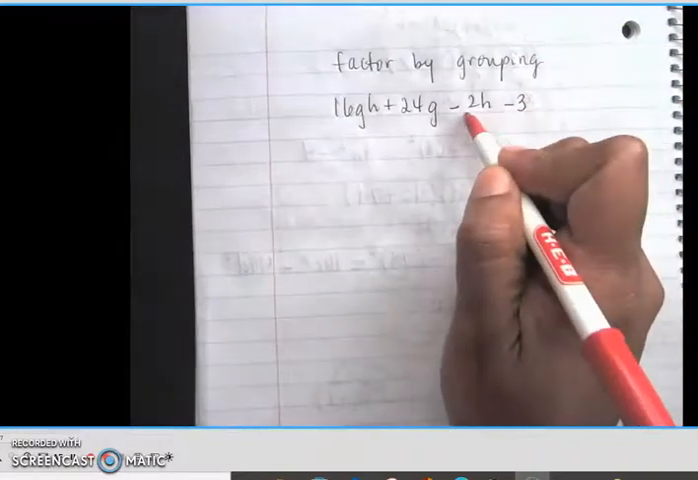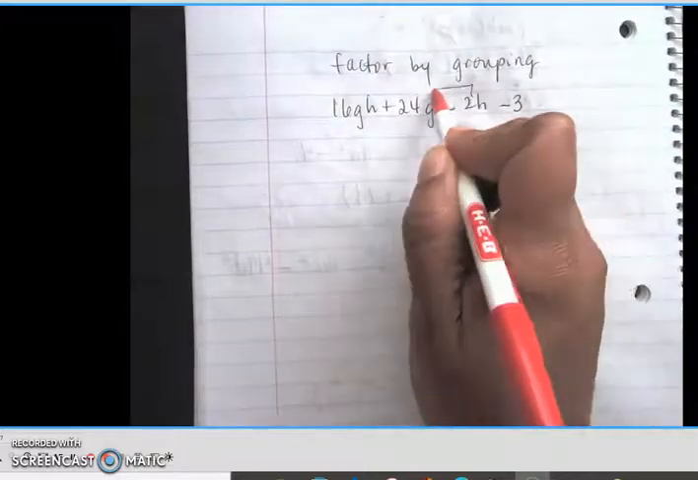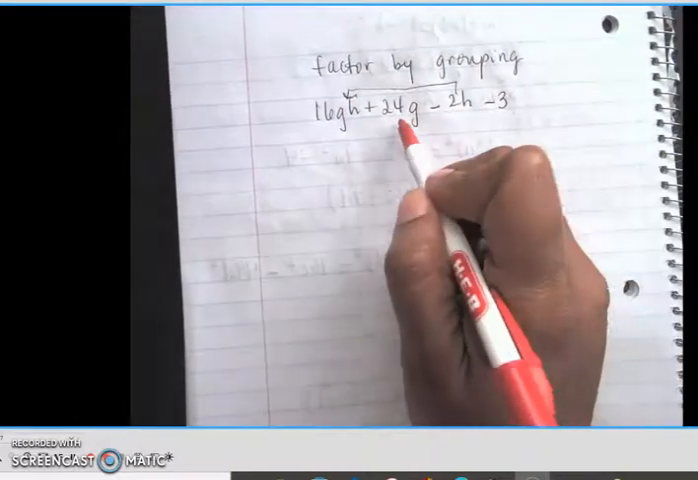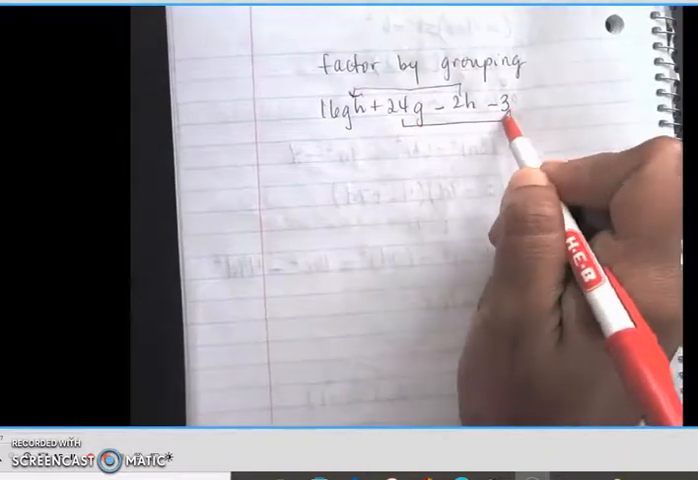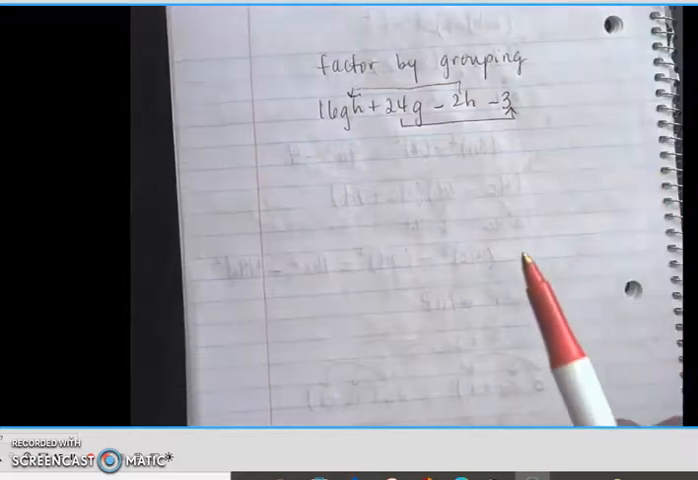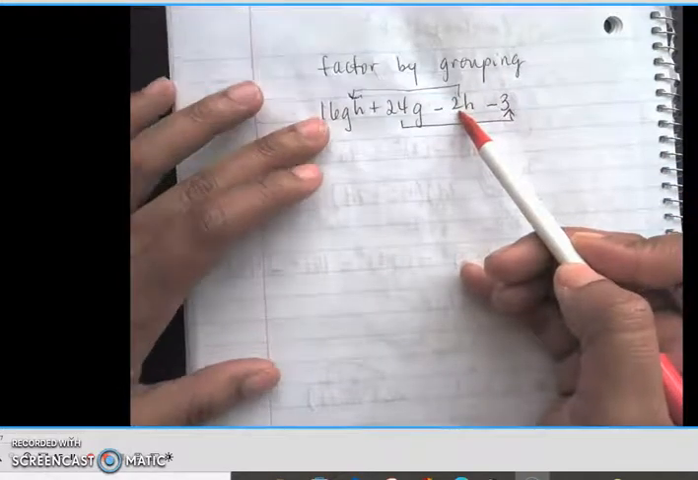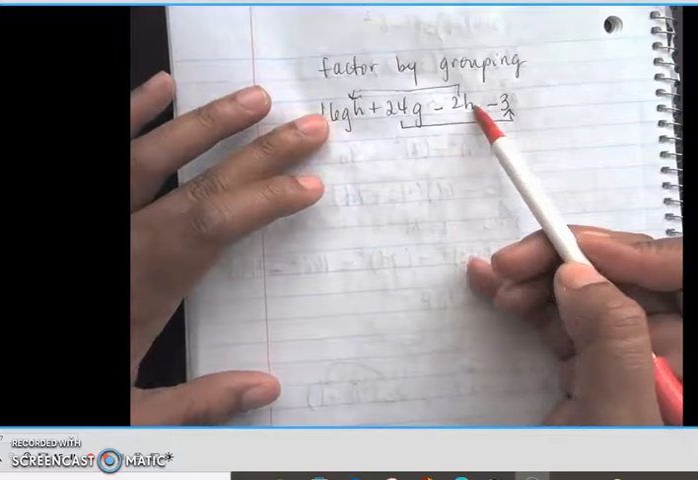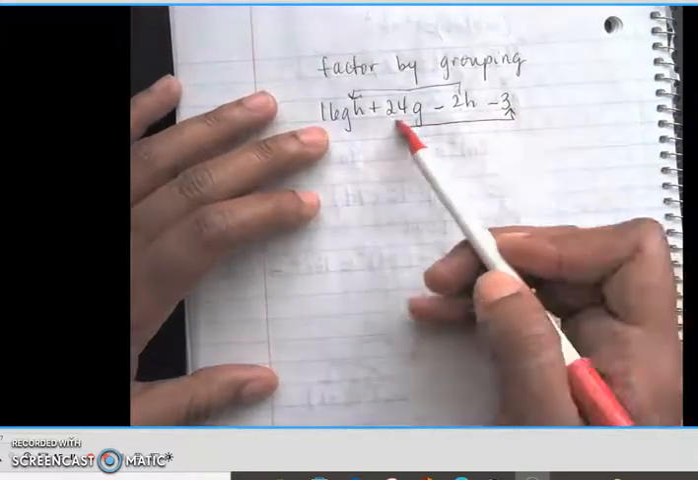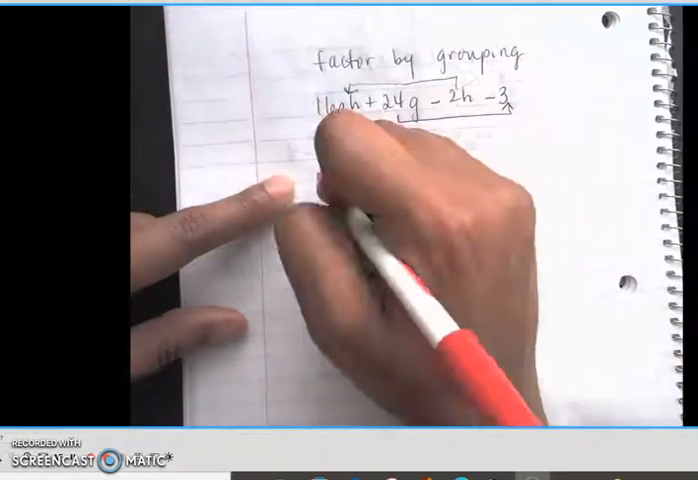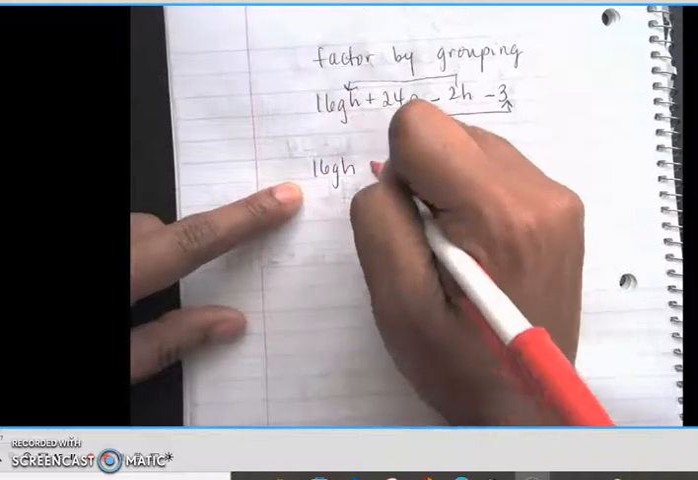So I'm going to take that negative 2h and pair it with the 16, and I'm going to take the 24 and pair it with the 3. If you ask me, well, Miss Mosley, how did you know to pair who with who? Well, I know that 2 and 16 is a multiple of 2, and I know 24 is a multiple of 3, so that's the best way to match them. So now I'm going to write my 2 groups.